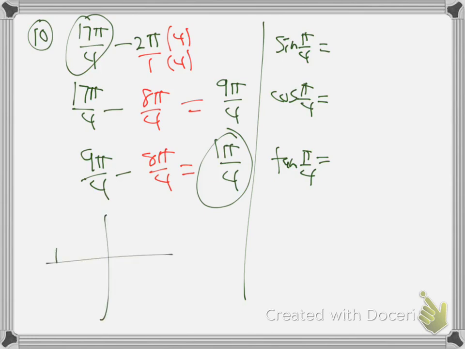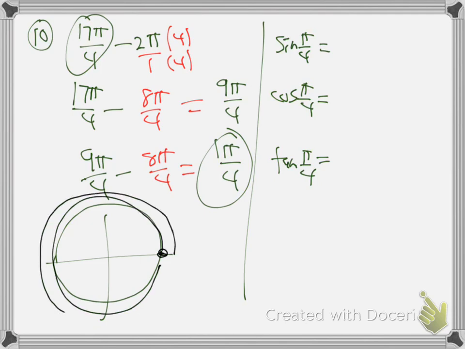So if I drew the circle, 17 pi over 4 means start at 0, we always start at 0, do a full 2 pi, do another 2 pi, and then do pi over 4. So you might as well just do pi over 4. It's the same ending spot. They call that coterminal. Terminal, ending. So ending in the same spot, coterminal. Is that making sense?